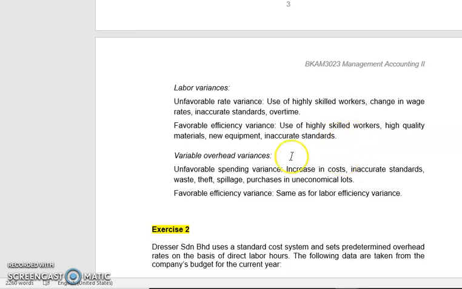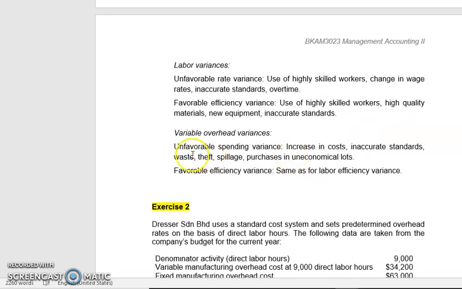For overhead variances, unfavorable spending variance: increase in cost, inaccurate standards, waste, theft, spillage, purchases in uneconomical lots. So this will cause the unfavorable spending variance. Favorable efficiency variance is the same as labor efficiency variance.